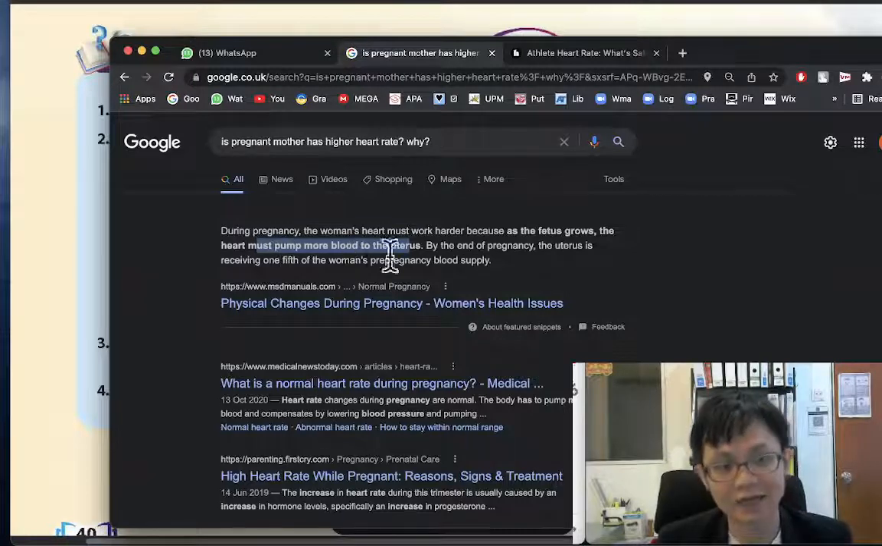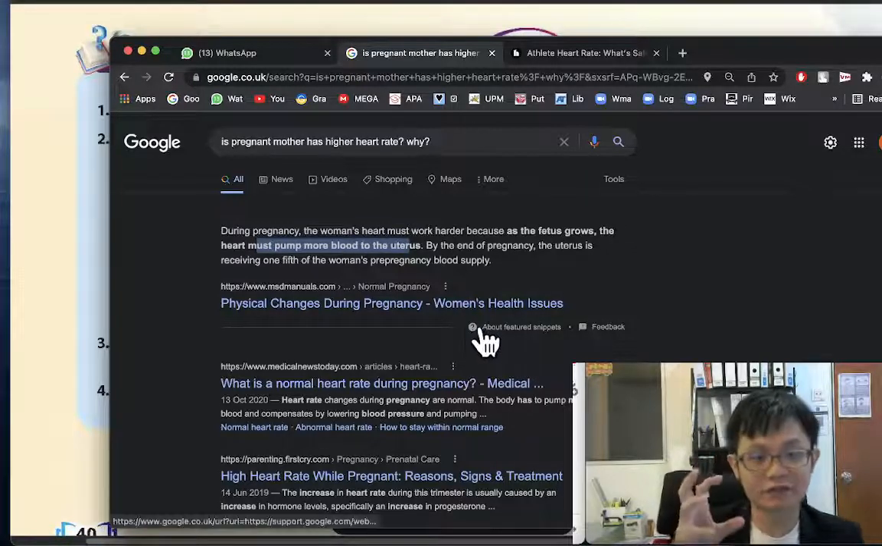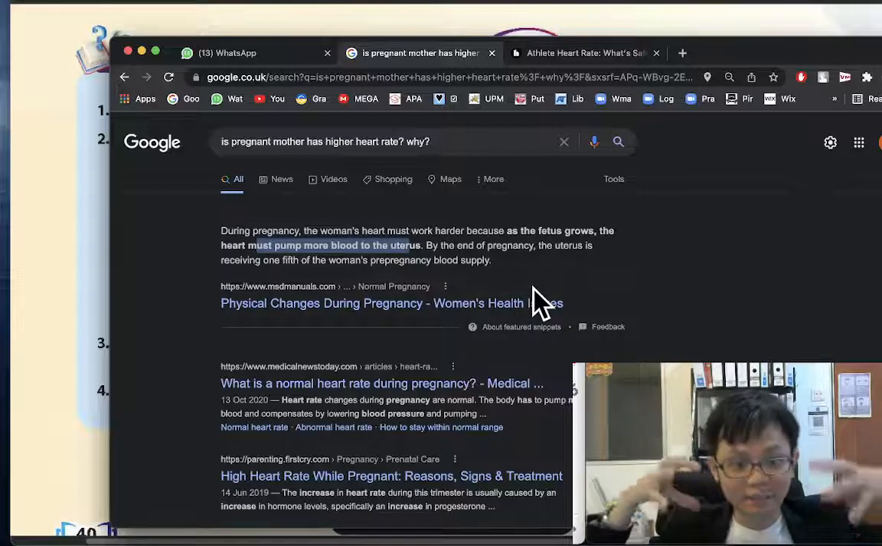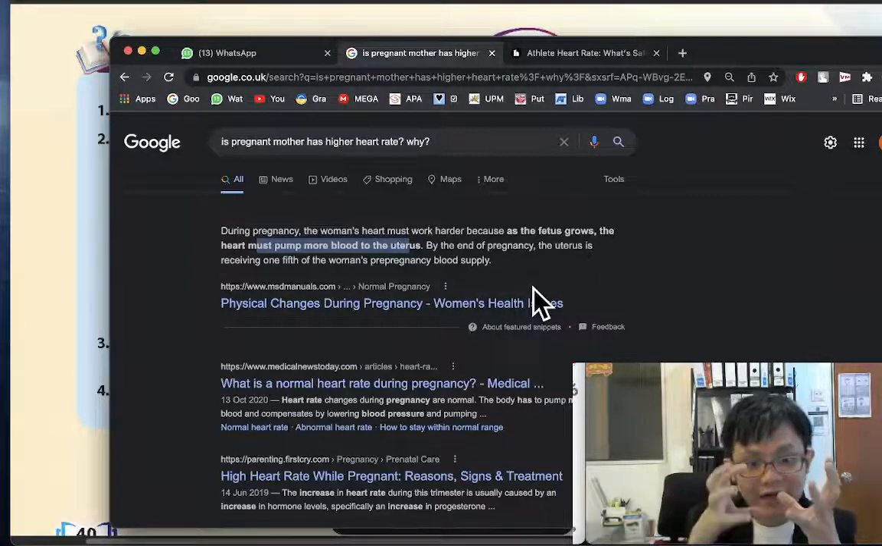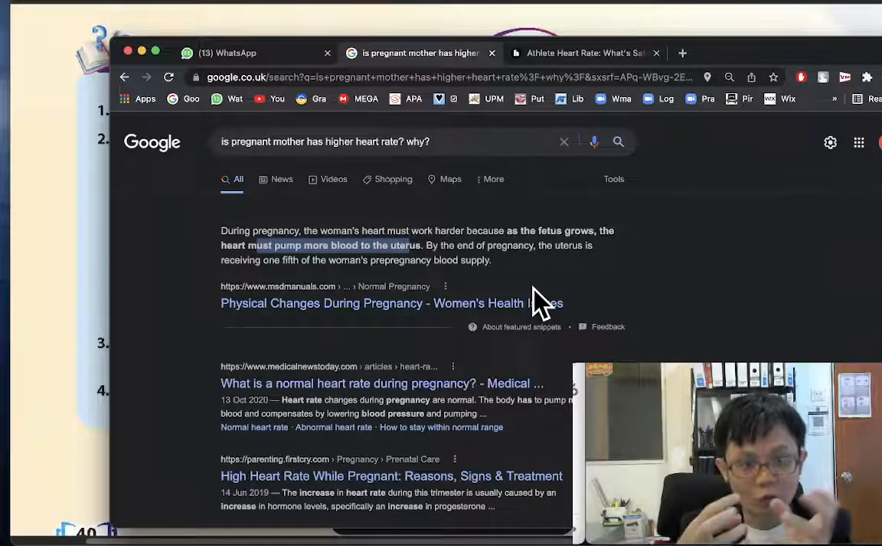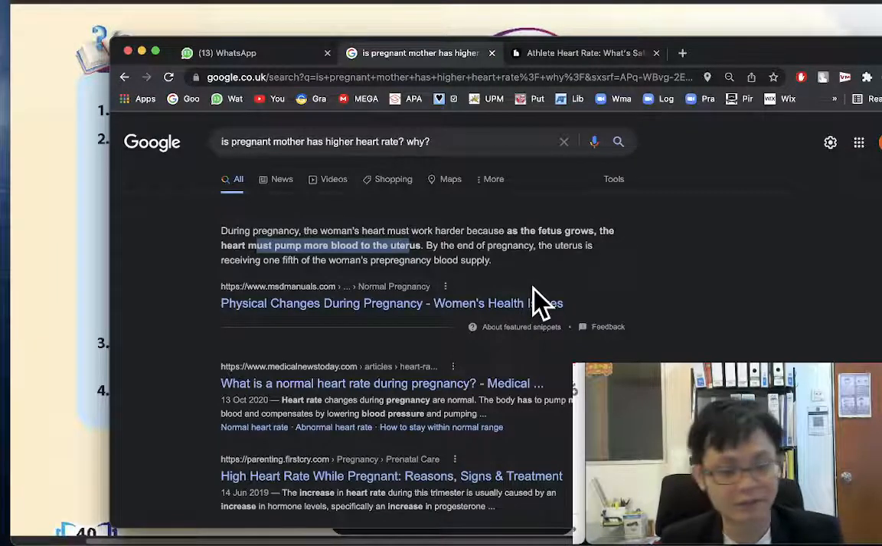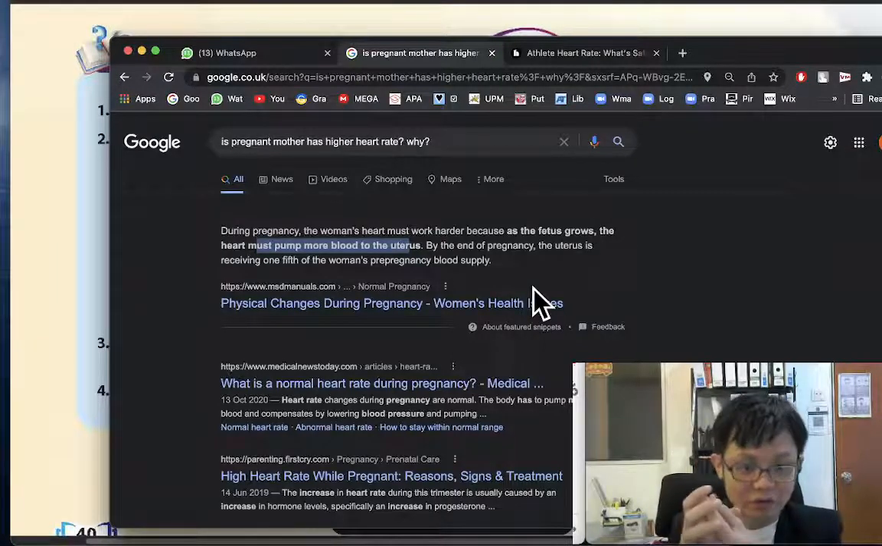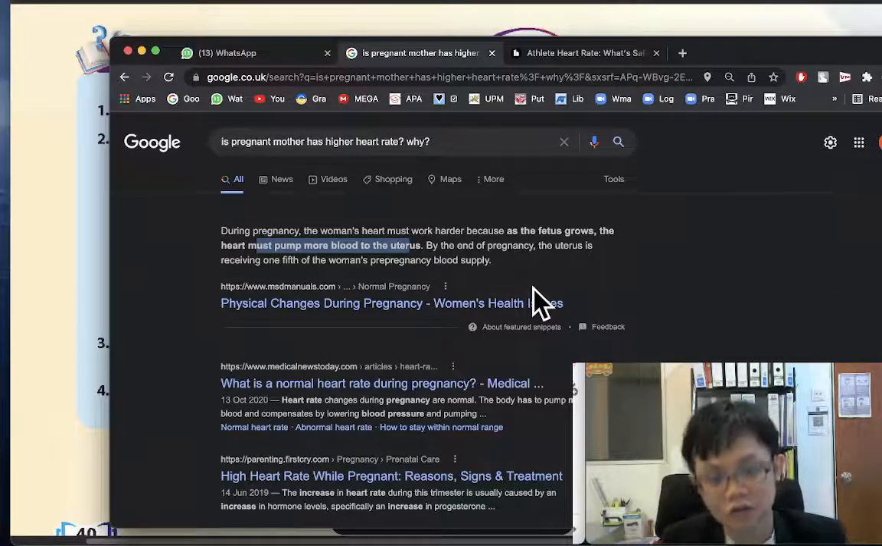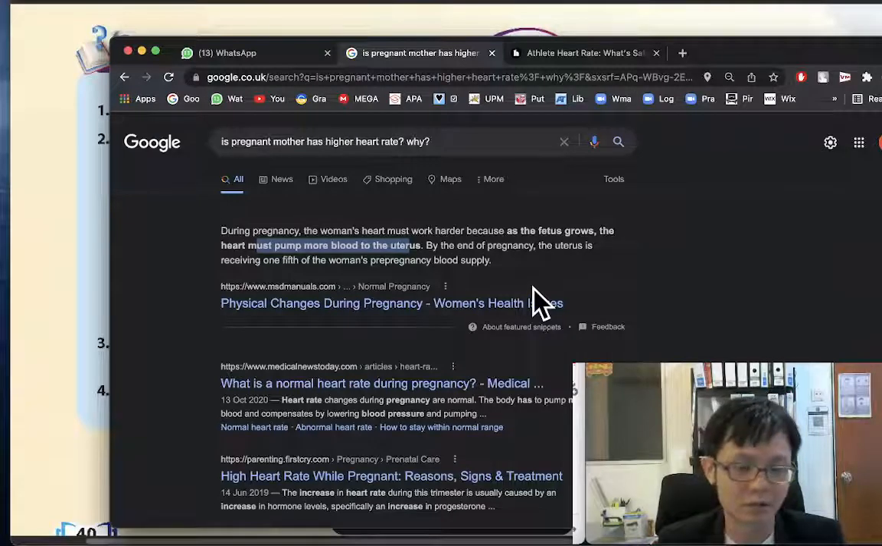So the mother's heartbeat needs to increase because there is a baby. So the mother's blood needs to go to the baby. So your heart needs to pump more lah, work harder to pump more blood to the baby. Furthermore, the baby's heart is very small, so it needs help. So the mother's heart will pump the blood to the baby. So probably this explains why a pregnant mother gets tired faster, because she already has a baby. They need to pump more blood and more nutrients to the baby.